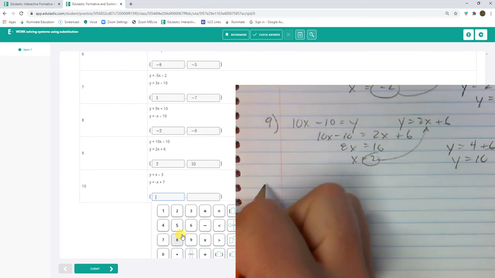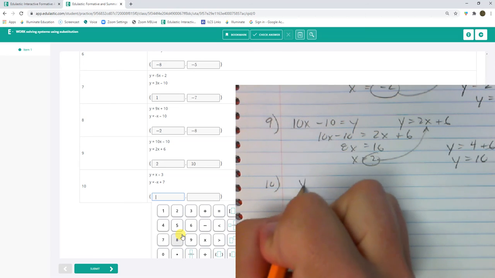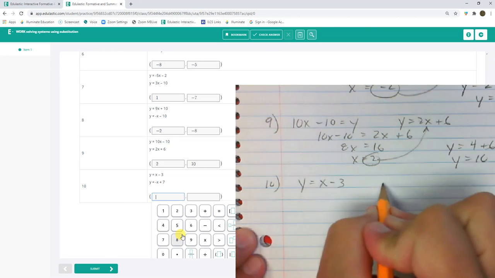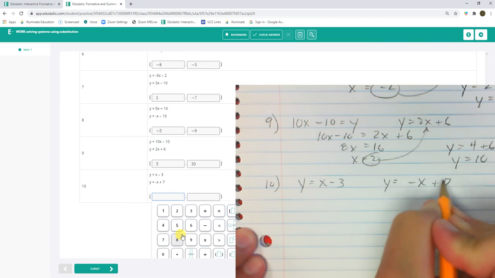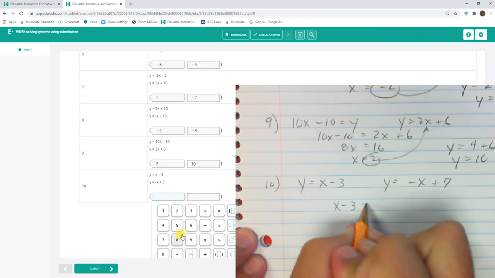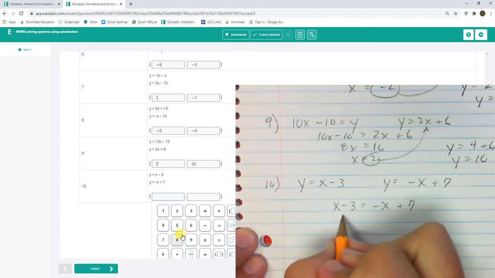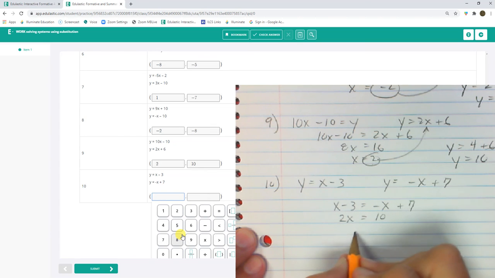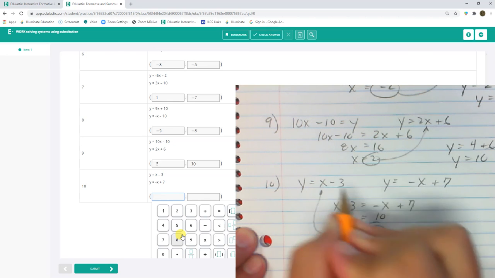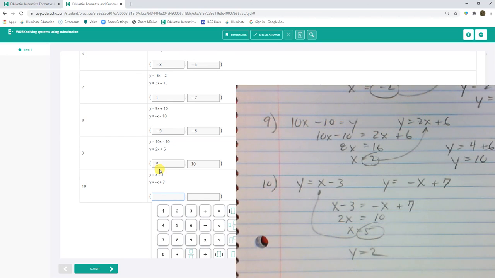And number 10. y equals x minus 3. y equals -x plus 7. So x minus 3 equals -x plus 7. Let's add x to both sides. That gives me 2x. Let's add 3 to both sides, equals 10. So x equals 5. Let's put that right there. 5 minus 3 is 2, so y equals 2. 5 comma 2.